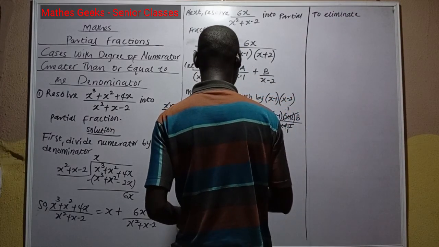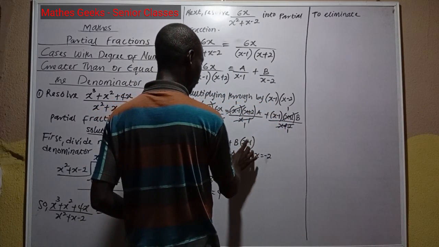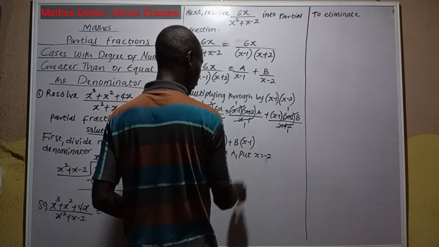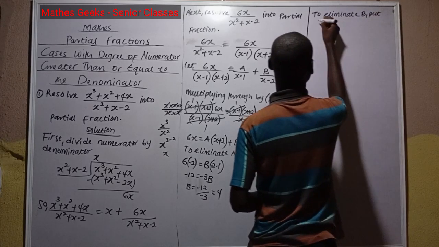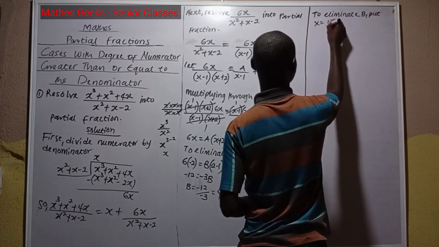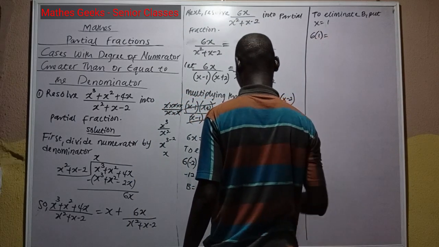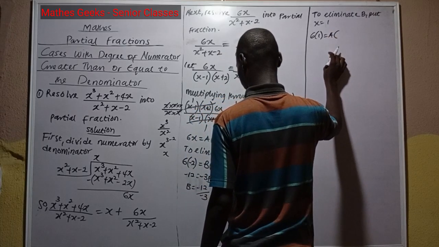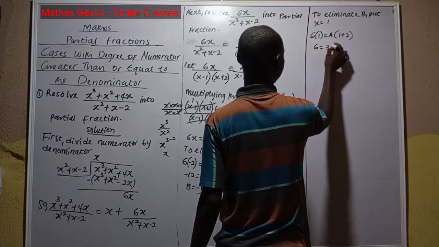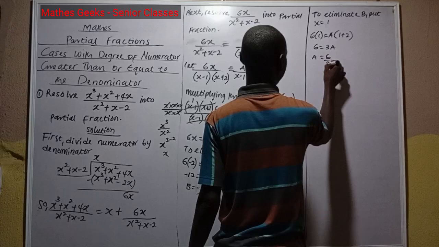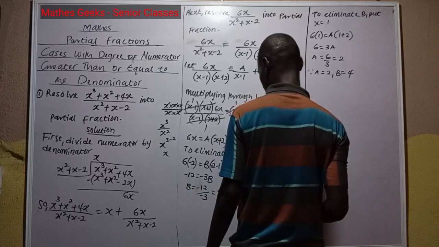Now we're going to eliminate B. We are able to eliminate B when we make it 0, and that's by making x equal to 1. So if x is 1, it will give us 6 times 1 is equal to A times 1 plus 2. So 6 equals 3A, and A is equal to 6 over 3 is equal to 2. Therefore A is 2 and B is equal to 4.